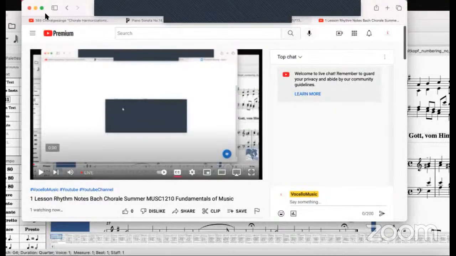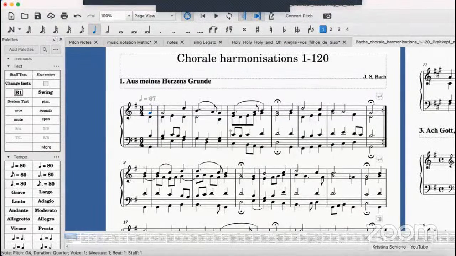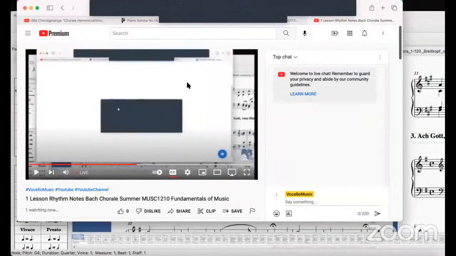So today we're going to talk about the rhythm notes. First we're going to listen to a Bach Chorale. Let me find it outside. Okay.